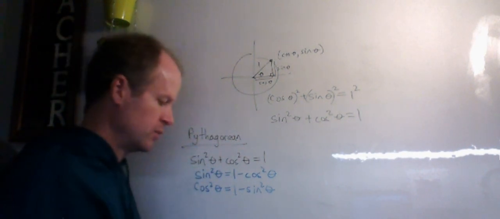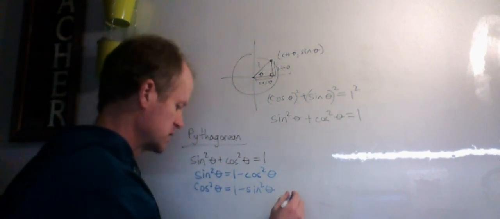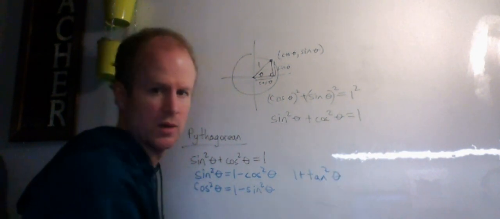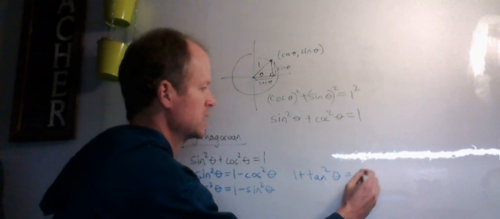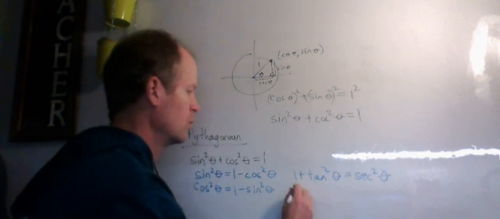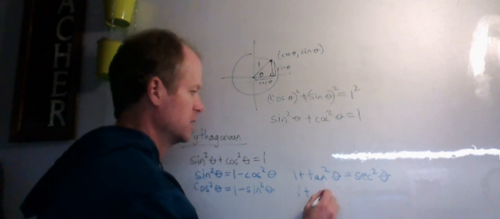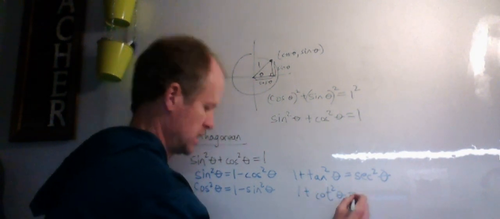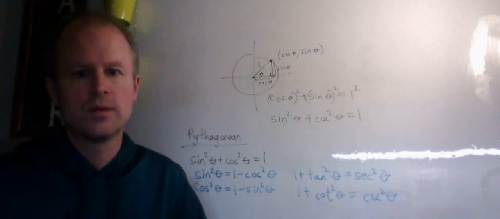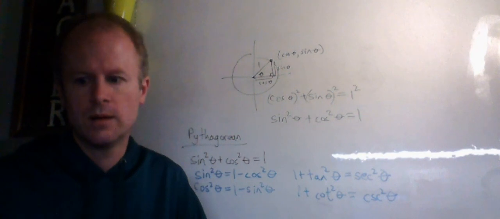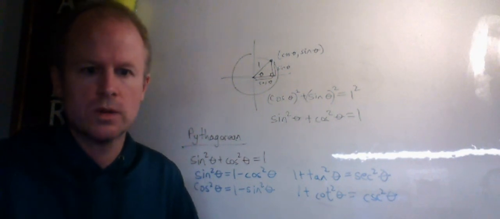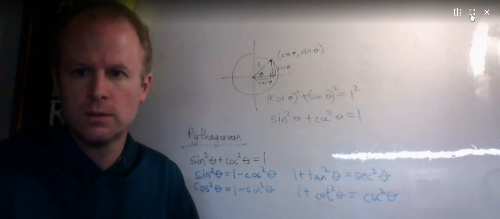Beyond that, there are a couple other ones that go with this. One of them is that 1 plus tan squared of theta is the same as secant squared of theta. And then the last one is that 1 plus cotan squared of theta is the same as cosecant squared of theta. So those are all the Pythagorean identities. Now below that, we have a few other categories, and I'm going to walk through those with you right now.